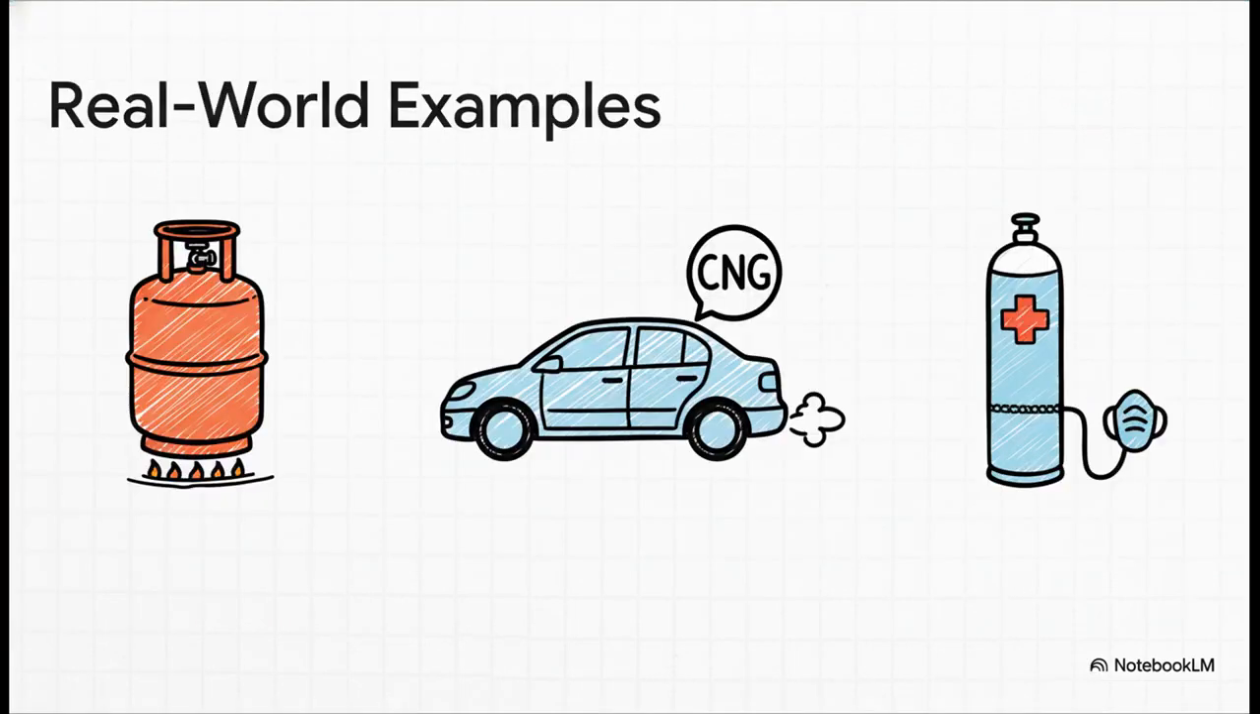And you see this principle in action all around you. The LPG or cooking gas cylinder in your kitchen contains petroleum gas that has been turned into a liquid under pressure. The CNG used in many cars is also natural gas, compressed to a high pressure. Even the oxygen cylinders that are supplied to hospitals contain oxygen gas that has been liquefied so that a large amount can be stored in a small cylinder.